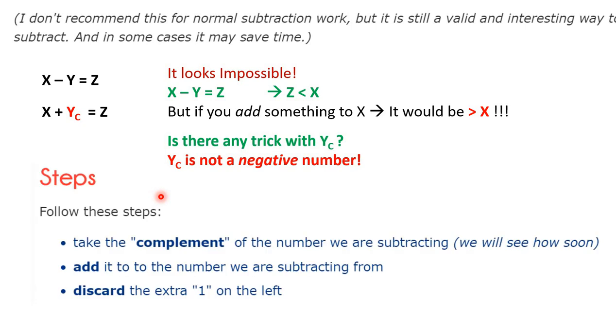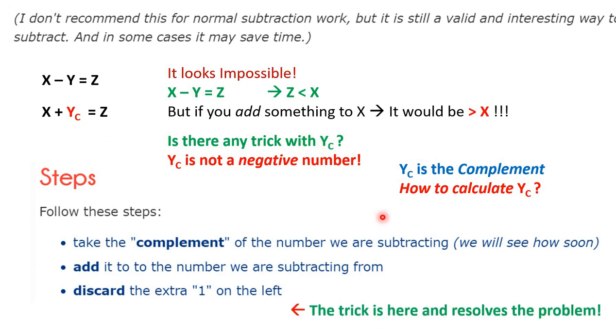Well, before I go into the trick, let us quickly follow the steps. Three simple steps it consists of. First, take the complement of the number we are subtracting, that means y. Then add it to the number we are subtracting from, that is x, and then discard the extra one on the left. So: taking the complement of y, adding to x, discarding the extra one on the left. Here yc is the complement that we are adding to x. And what is that yc? How to calculate that yc?